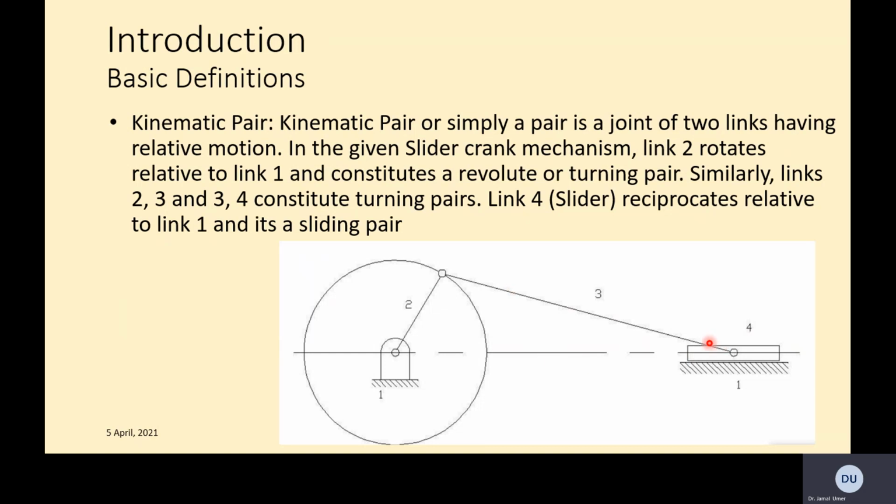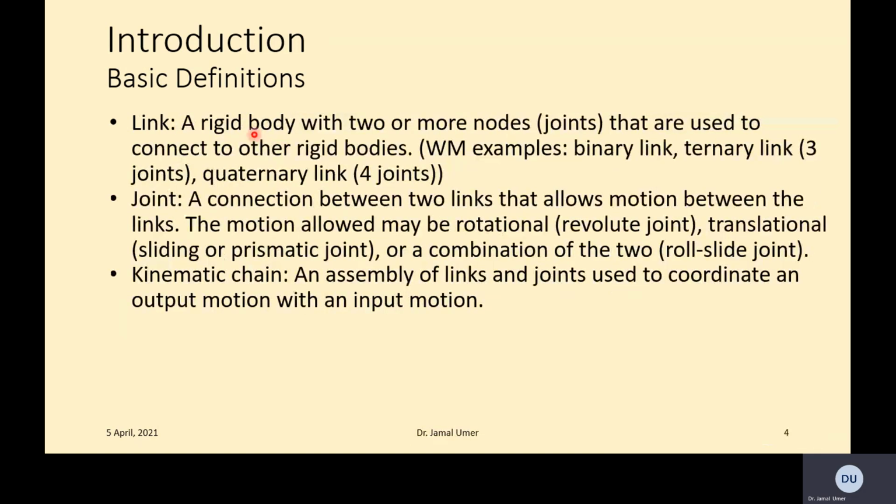So here I will just go back and come back here again. So what is a link with context to the slider crank mechanism you have seen? Again, a rigid body with two or more nodes that are used to connect to other rigid bodies. So you see the link is connected through the nodes or joints. And what is a joint now? A connection between two links that allows motion between links.